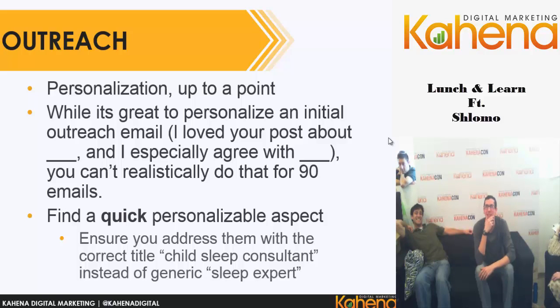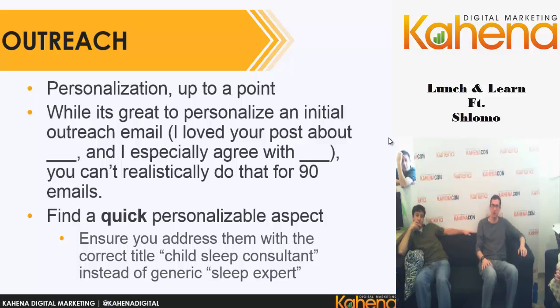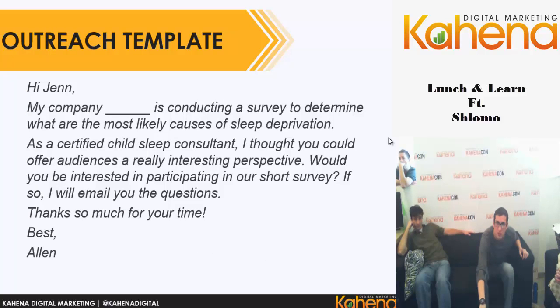So basically, how do you personalize this? For any content project, you want to find just one quick little thing where you can quickly personalize the email, so you can really bang out a lot of emails in a day. For this one, I just went with the title of the person. Sleep expert might work, but if on their website in the about page they said I am a child sleep consultant, then I use the exact title that they used to show them that I looked into their site just a little bit.